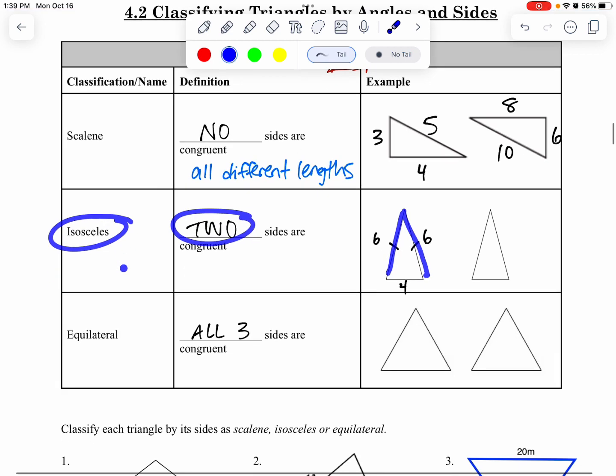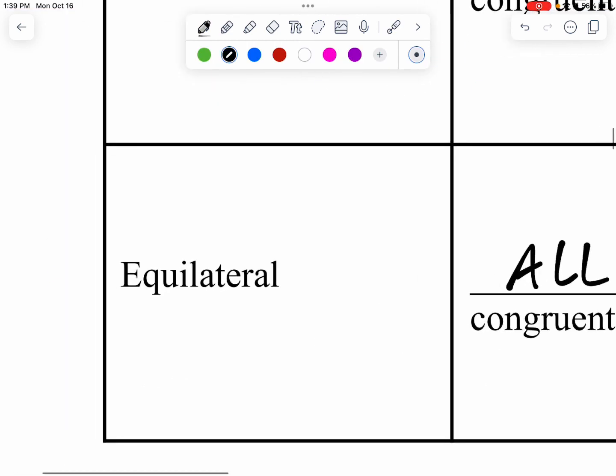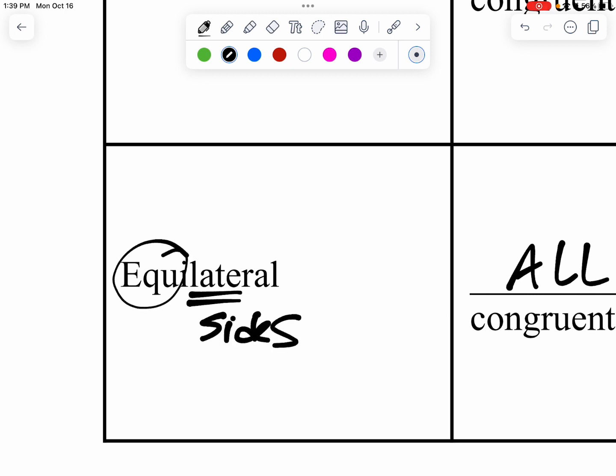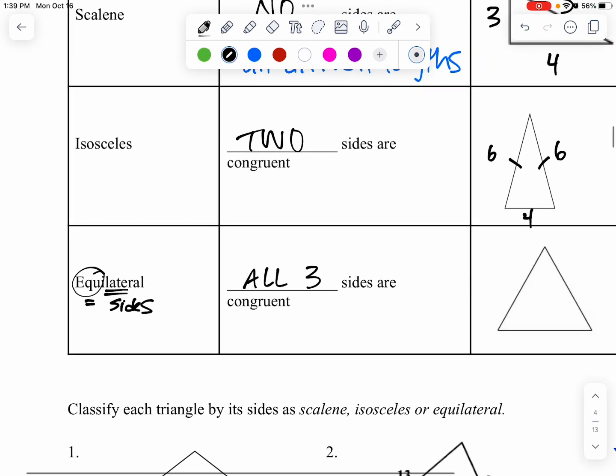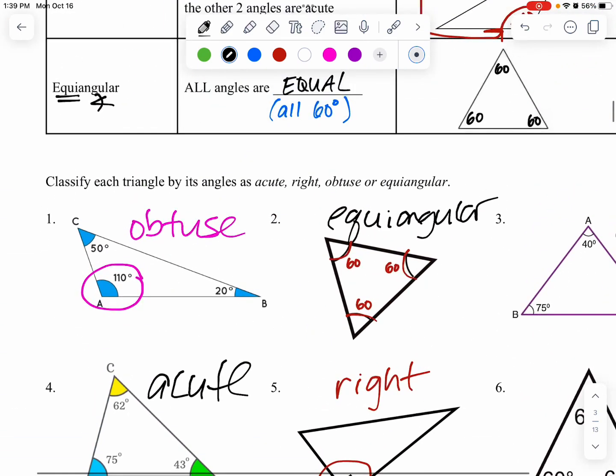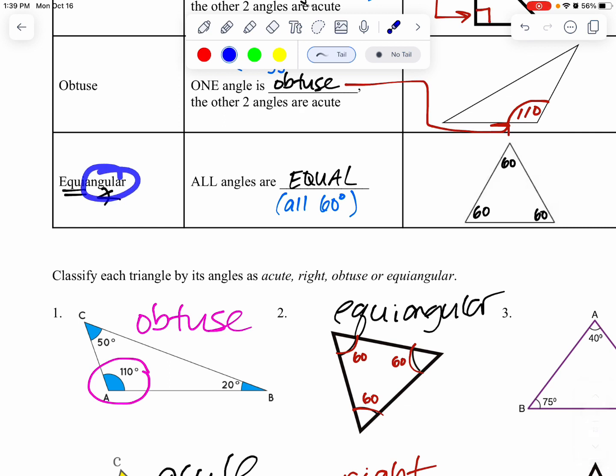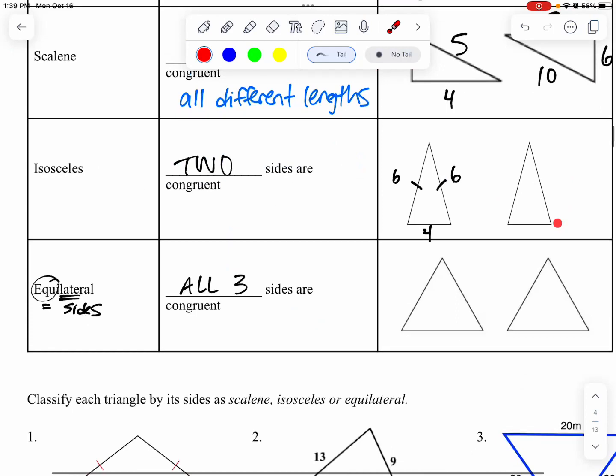And then we have equilateral. Do you remember what lat means? Lats are your sides. And equa means equal. So equal sides, that means all of the sides are the same. Don't confuse that with equiangular. See the word angle right here? This is when all the angles are the same. What about if all of the side lengths are the same? That's called equilateral. Okay, so all 3 sides are the same.